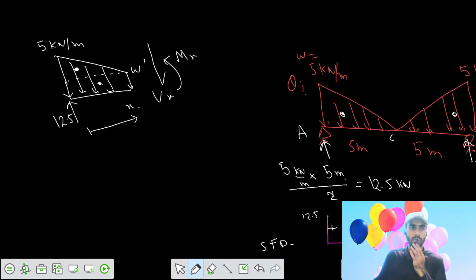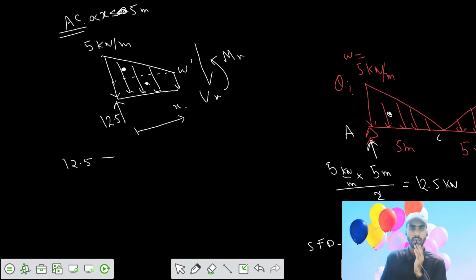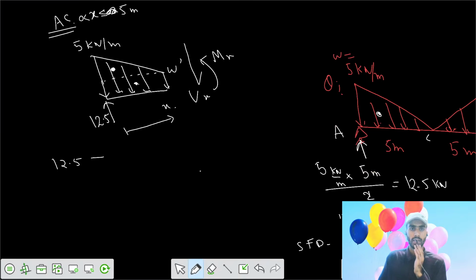This is valid for span AC. If x is in span AC, the value of x is greater than 0 and less than or equal to 5 meters. Now we need to calculate, summation Fy equals 0. We can write 12.5 kilonewton, and your UDL. For that, we need to get the value of W dash first. There would have been one more triangle if we connect it up to the point C.